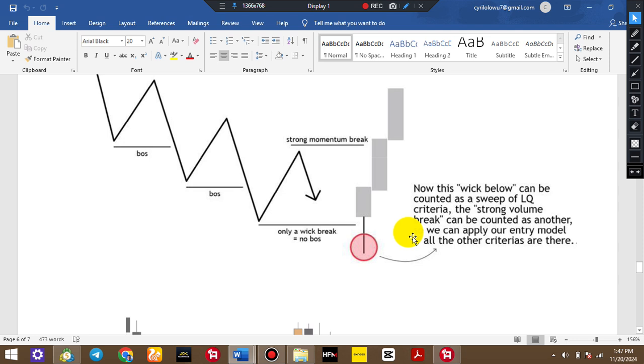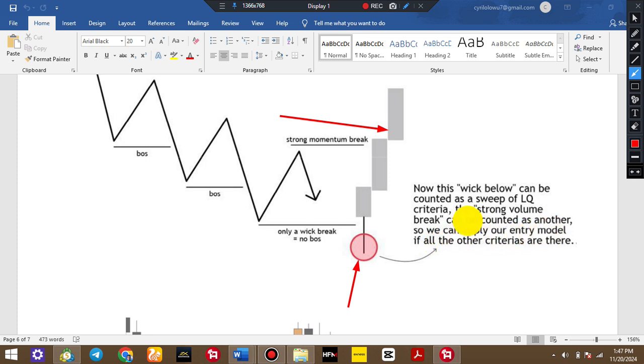Note this, a wick below can be counted as a sweep of liquidity. Already we can take this as a sweep of liquidity, right? The strong volume break can be counted as another criterion. We can also say this is a liquidity sweep, but if we add other parameters such as price coming back, refusing to break here, mitigating, then going further, then we consider it as a break of structure. So we can apply our entry model if all the other criteria are there.